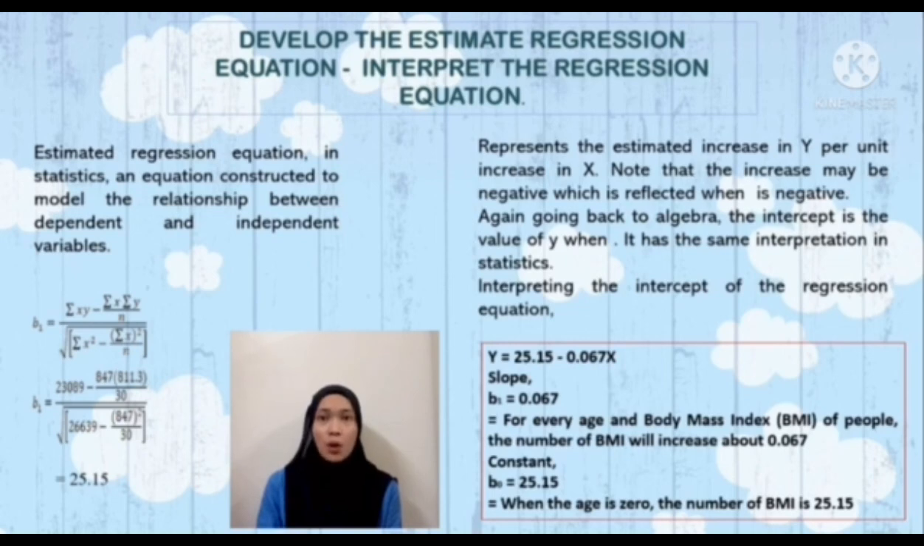So for the slope we get 0.067. Then for the constant the sum is 25.15. When the age is 0, the BMI is 25.15.